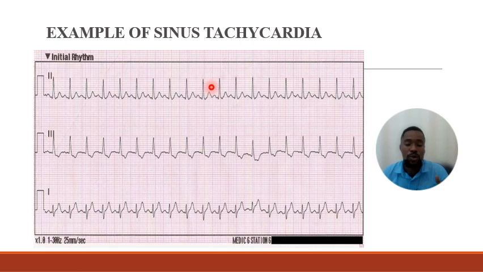But the rate here, you can see the big boxes between the RR interval is about 2. So definitely this is 300 divided by 2, that's 150. As I've told you, anything less than 3 big boxes is tachycardia, so this is sinus tachycardia. The machine is calibrated at 25 millimeters per second, so always watch out for this.